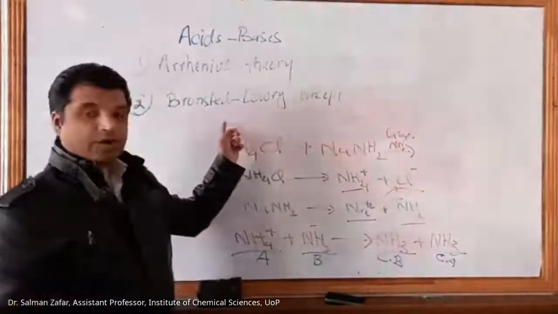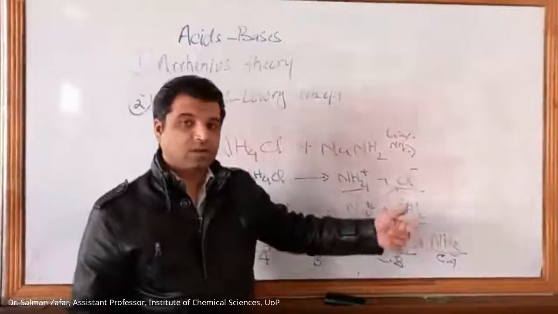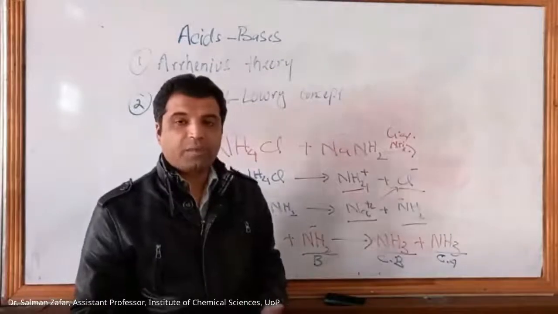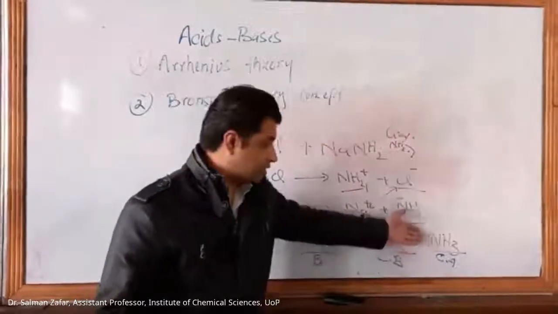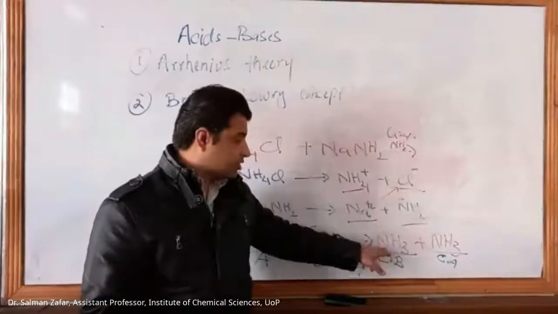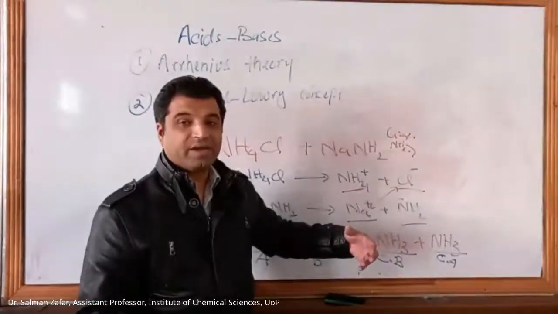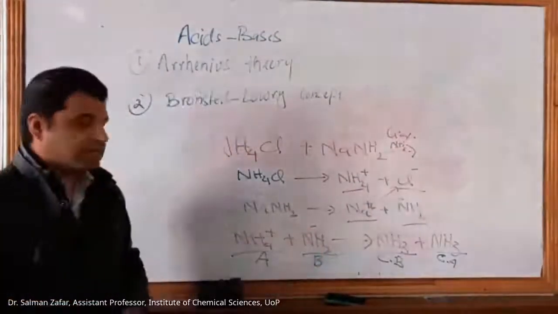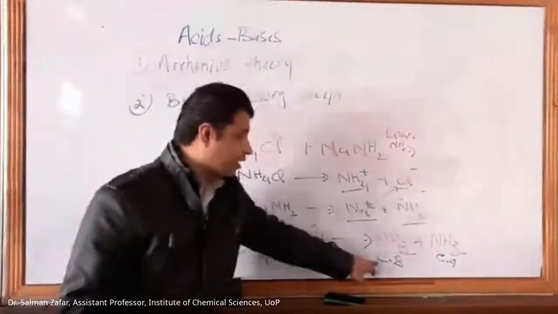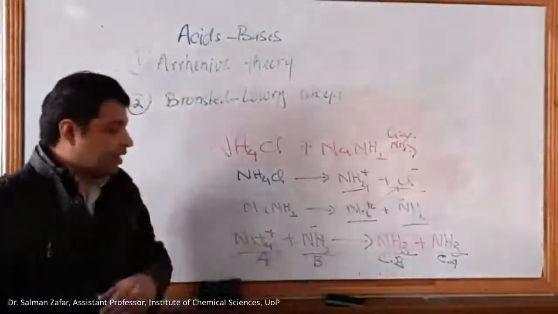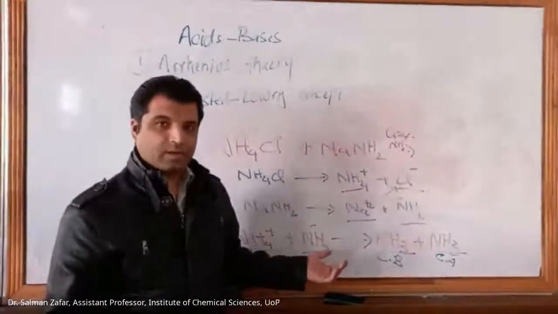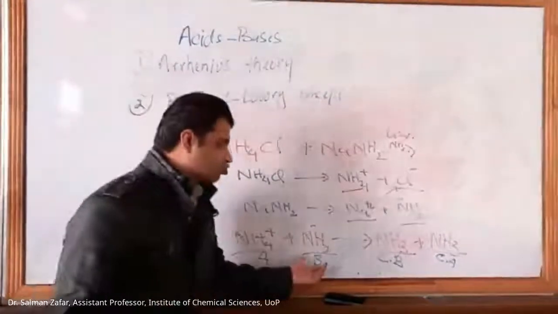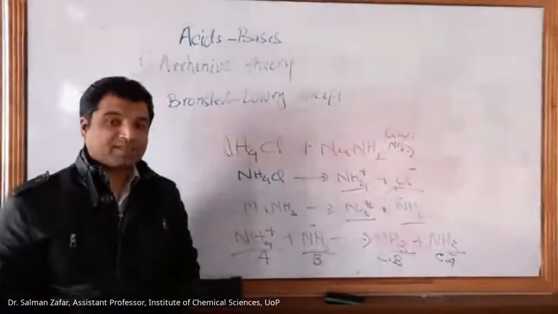A base, according to this concept, is anything that accepts a proton. This ammonia would not be much happy to accept a proton from this second ammonia, because that will convert this neutral molecule into an ammonium ion. It may accept, but in other conditions, when you have a stronger acid, in this case, it will not be happy to accept a proton. That is why it is a weak conjugate base. Amide ion is an ion, and it's highly unstable. It will be happy to accept a proton. So it's a strong base, and that is why its conjugate acid will be weak.